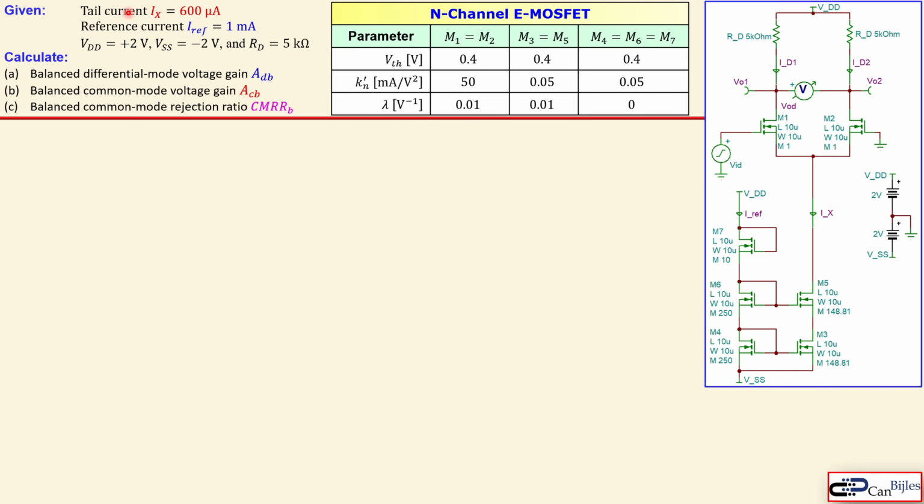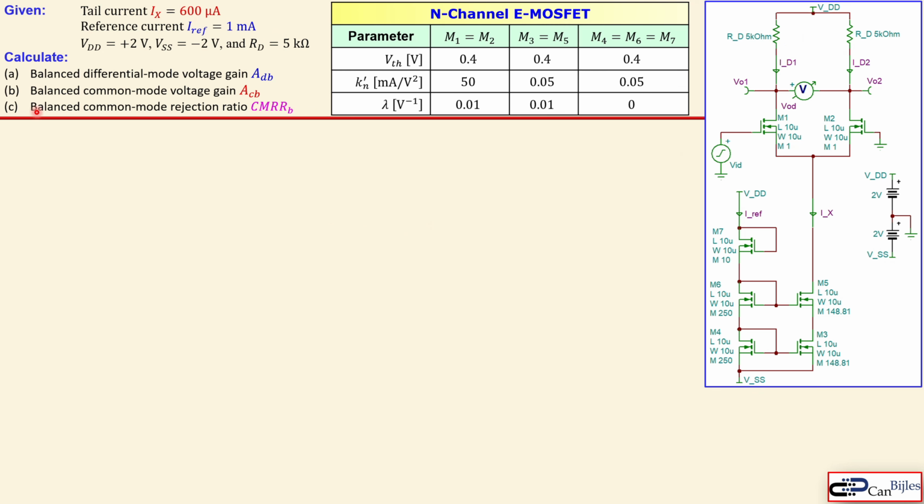Okay, what we have is the following. We use a tail current of 600 microamps. It's actually this. And there will be also a reference current from here, which has a value of 1 milliamp. And we will use a DC voltage source VDD of 2 volts and VSS of minus 2 volts. And RD here, this one and that one, will be 5 kilo ohms.